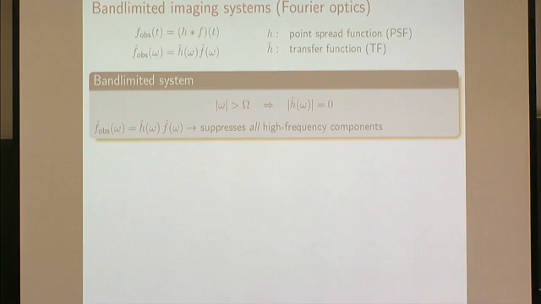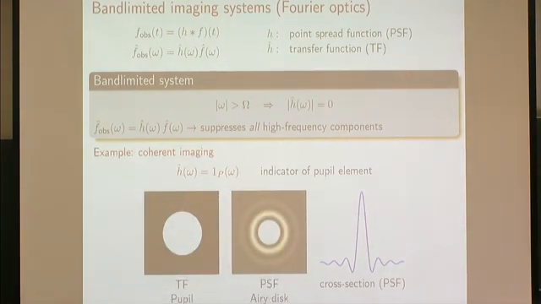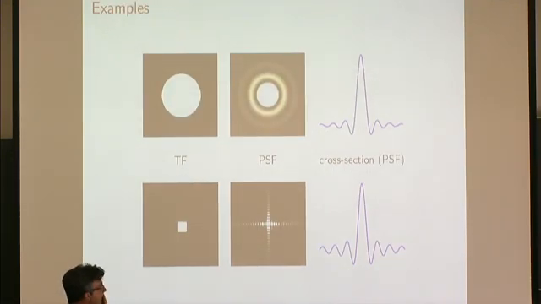Simple enough. And if I had a pupil element which was circular like this, then that's the value of the transfer function in coherent imaging. The point spread function would be this famous Airy disk. And if I were to plot a cross-section of the Airy disk, I would see something like this. And what that means is that a point source in the sky, let's say a star in the sky, will not appear as a point source, unfortunately, but rather as a big blob like this.